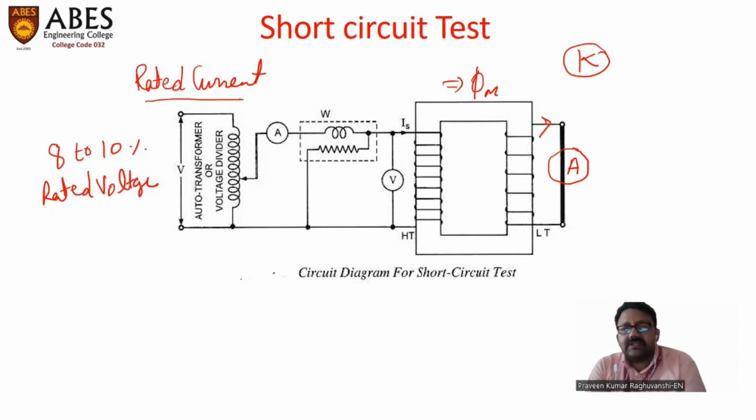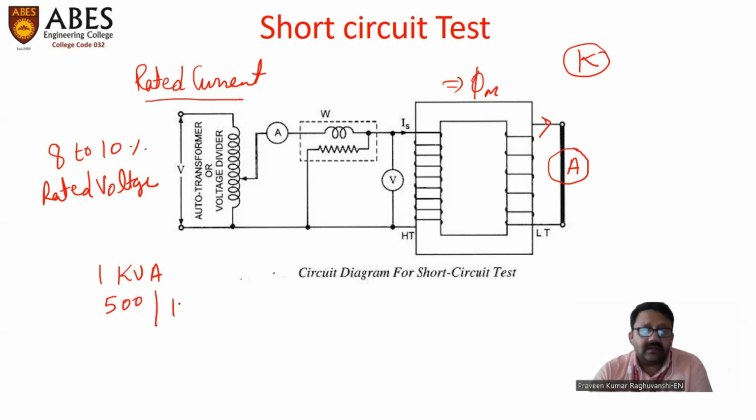The important point is we always prefer to conduct this test on the high voltage side of a transformer. This we can understand with an example. Let us say we have a transformer having the following ratings. The kVA rating of the transformer is 1 kVA and the voltage rating is 500/100 volt. So if we have to conduct the short circuit test on this transformer, it is advisable to conduct this test on the high voltage side, that is on this side.